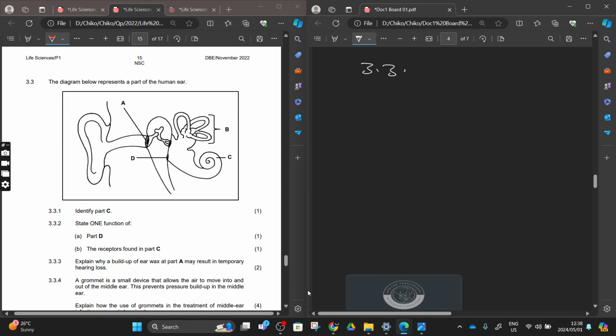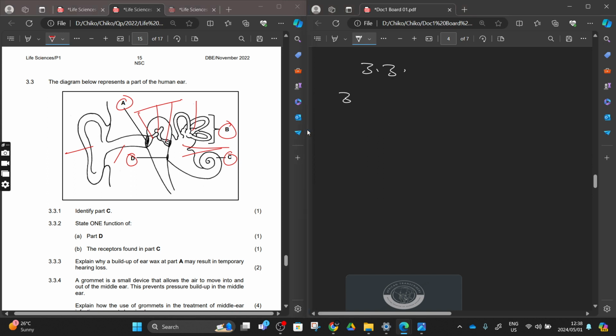3.3. The diagram below represents the parts of the human ear. Decode the question. We have the semicircular canal. We have our cochlea. We have our round window. We have our eardrum, pinna, auditory canal, even though they are not going to ask this. As you can see, our hammer, our anvil, our stirrup make our ossicles, then our vestibule, utriculus, sacculus, all those, right? But they are not going to ask them if they are not there.